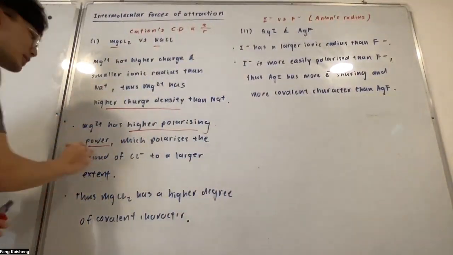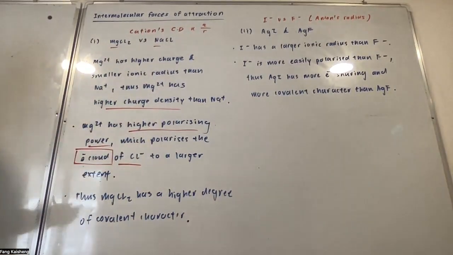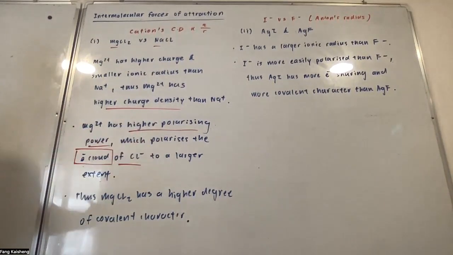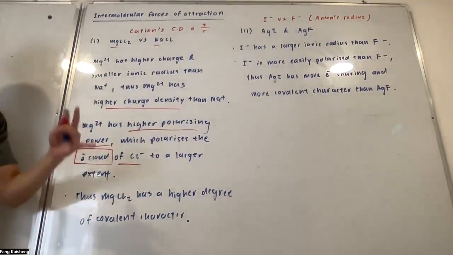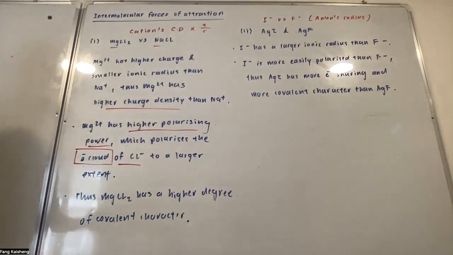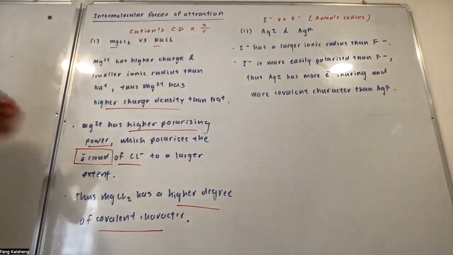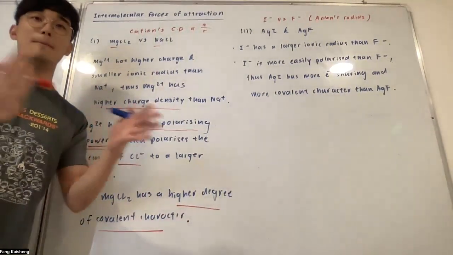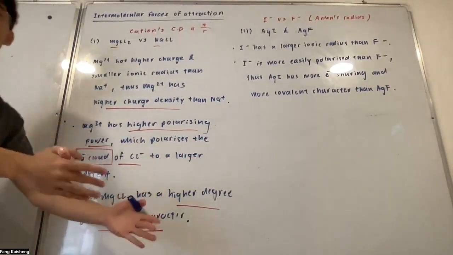What does it polarize? Just make sure you're polarizing the electron cloud of Cl minus. You don't just say polarize Cl minus. Only the electron cloud can be polarized. Today we'll be talking more about what an electron cloud actually is. Then you can just conclude with more covalent character. And if you are more covalent, that means you are less ionic. More covalent means less ionic.